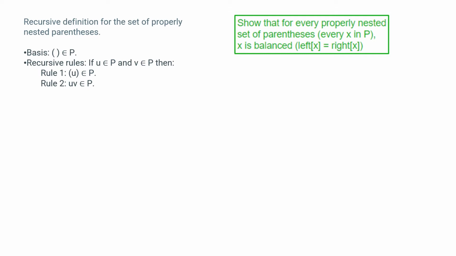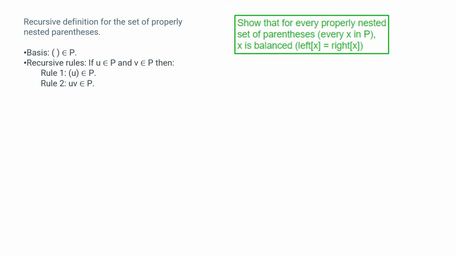So those were the rules that we would be able to use to come up with anything that could be created using these 2 rules, and we would say that would be considered properly nested. So over here on the right, you see that now we want to show something. So we're going to try to prove something.